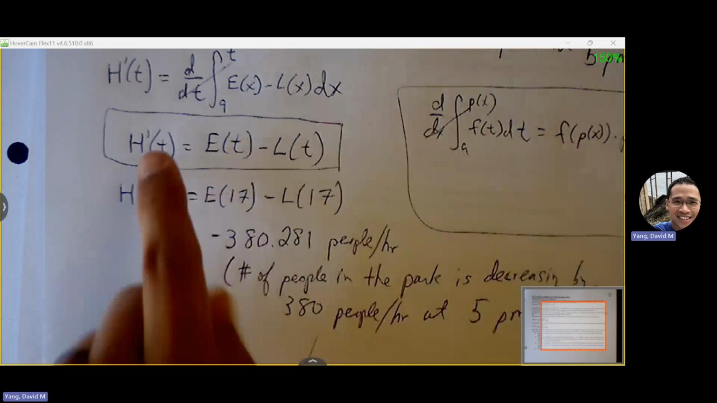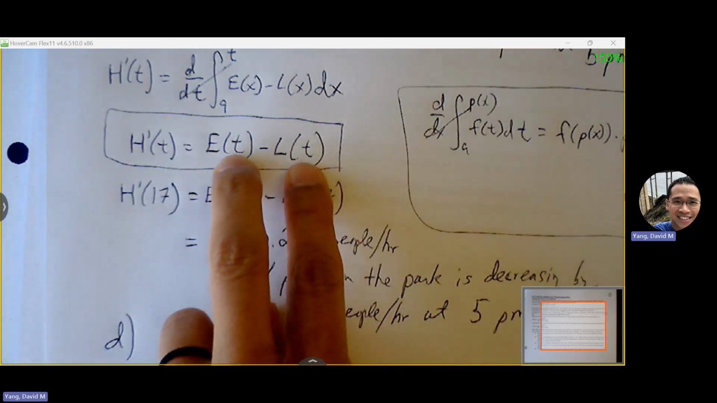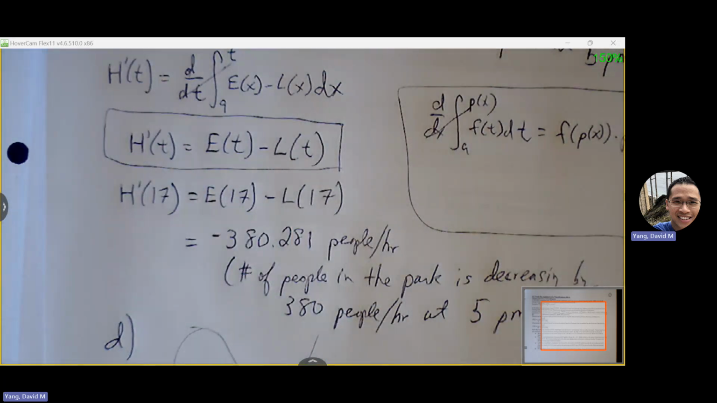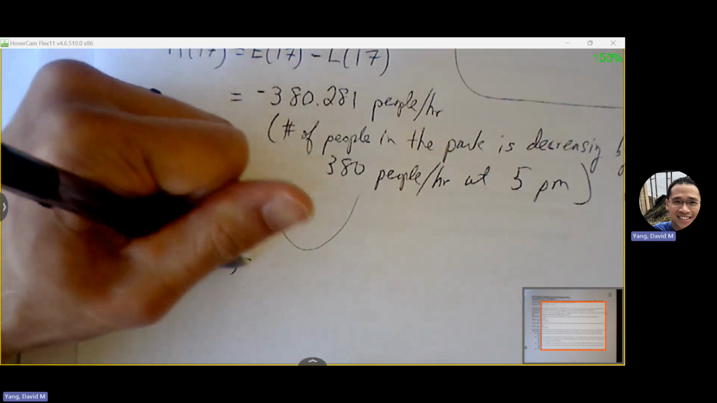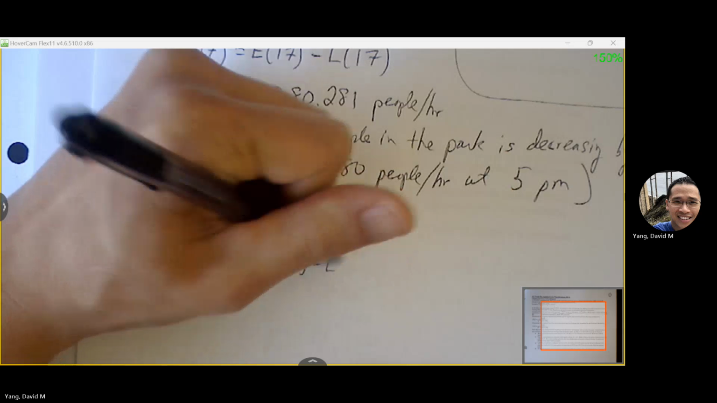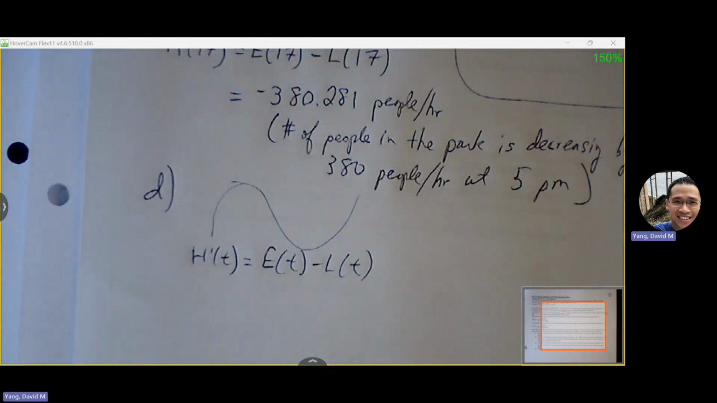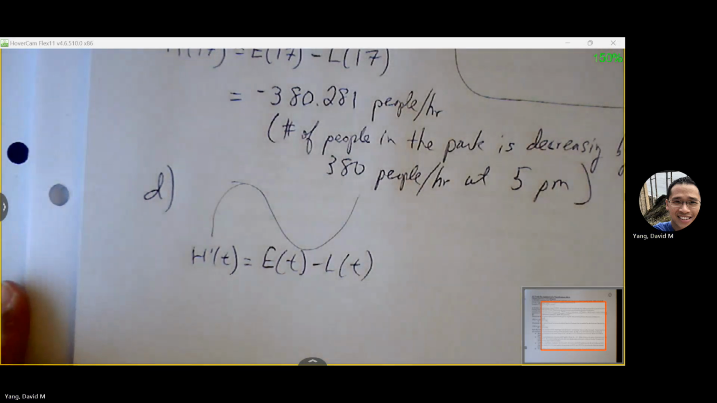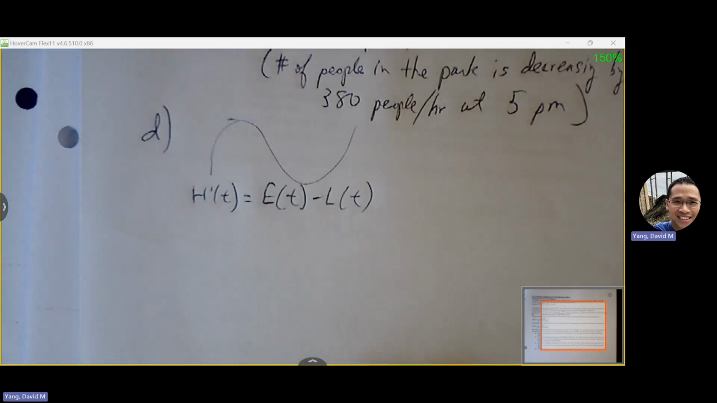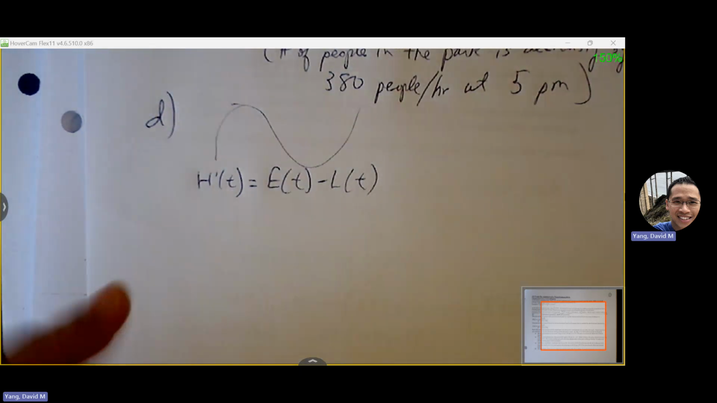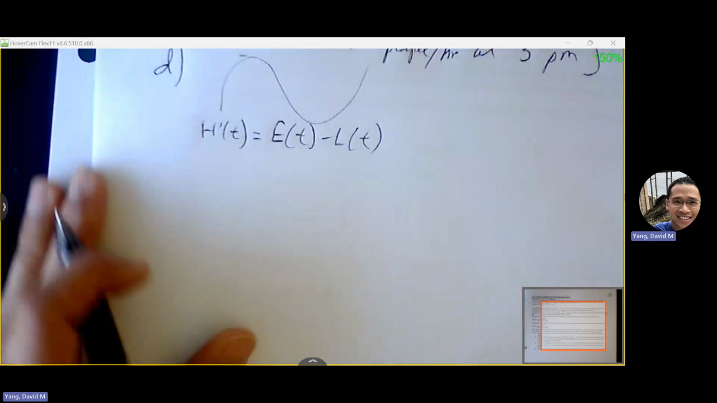So we're looking to see when h prime is going to be equal to 0. When they're equal, when they pass each other, that's when the maximum is going to occur. So that's why we're setting h prime equal to 0. Okay, so here's h prime. And if you had to guess, what time would you expect the park to be at a maximum on a normal day? Maybe sometime in the afternoon, right? Maybe mid-afternoon.